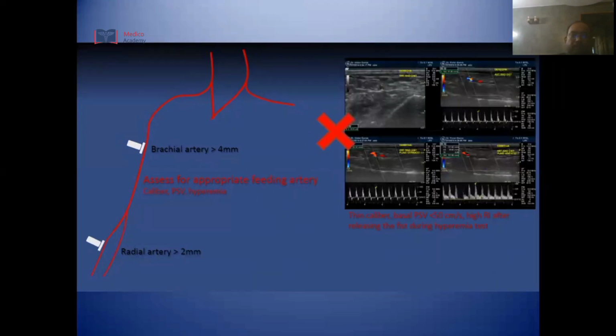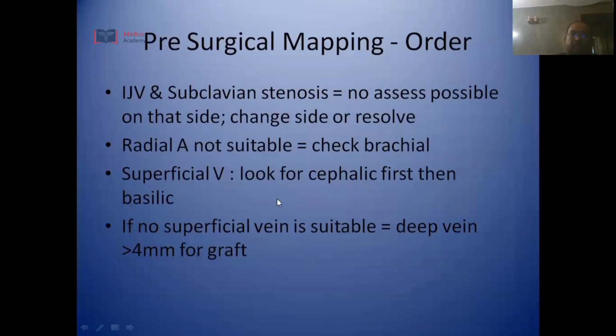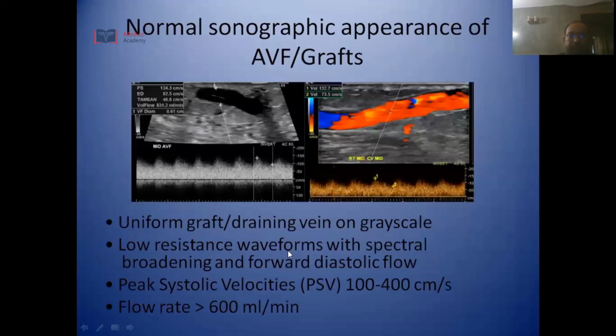If the brachial artery diameter is more than 4 mm and the radial artery 2 mm, but the caliber is thin and the PSV is less than 50 with high RI, this is not a good artery for the access. Pre-surgical mapping should be done for IJV and subclavian stenosis to assess the possibility of changing the side. If the radial artery is not suitable, then check brachial. If superficial vein, then look for the cephalic vein first and then the basilic vein. If no superficial vein is suitable, then a deep vein more than 4 mm for the graft should be considered.